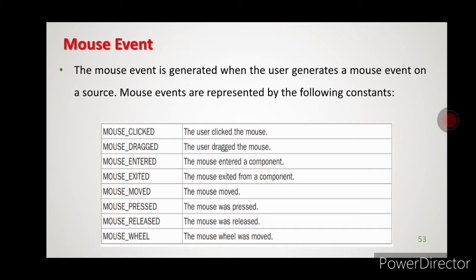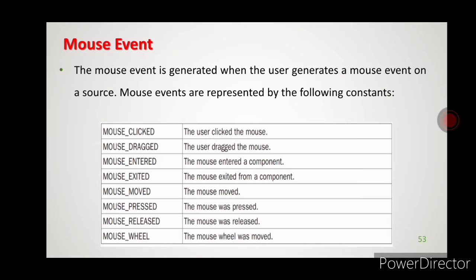The first one is mouse clicked, when the user clicks the mouse. For example, clicking the mouse on a button is one example of how a mouse event is generated. In this case, the mouse clicked event will be generated. Next is mouse dragged, when a user drags the mouse. Then mouse entered, when the mouse enters a component.